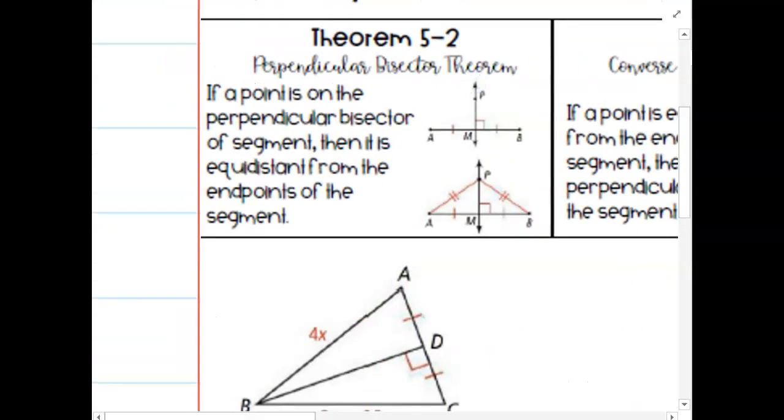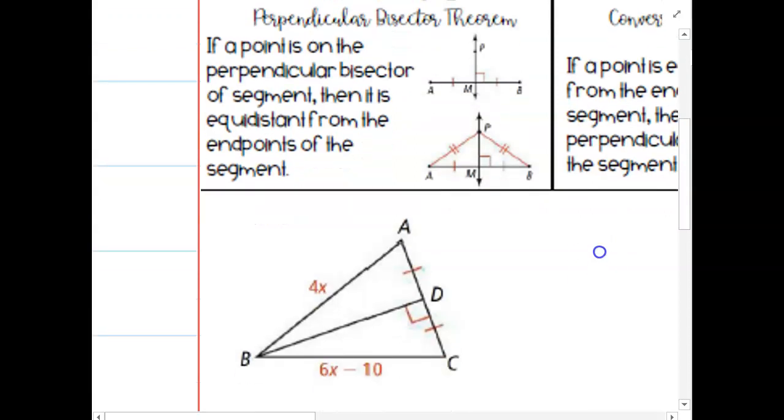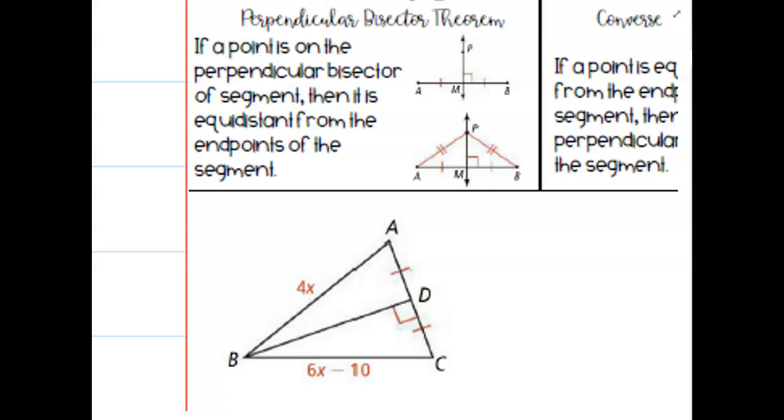Theorem 5.2 talks about a perpendicular bisector. With theorem 5.2, what you're starting with is a segment. A segment is a line that has two endpoints. This segment has a perpendicular bisector, which means that line forms a 90-degree angle with the original segment, but it also cuts that segment in half. So kind of building that picture, and you can see that here.